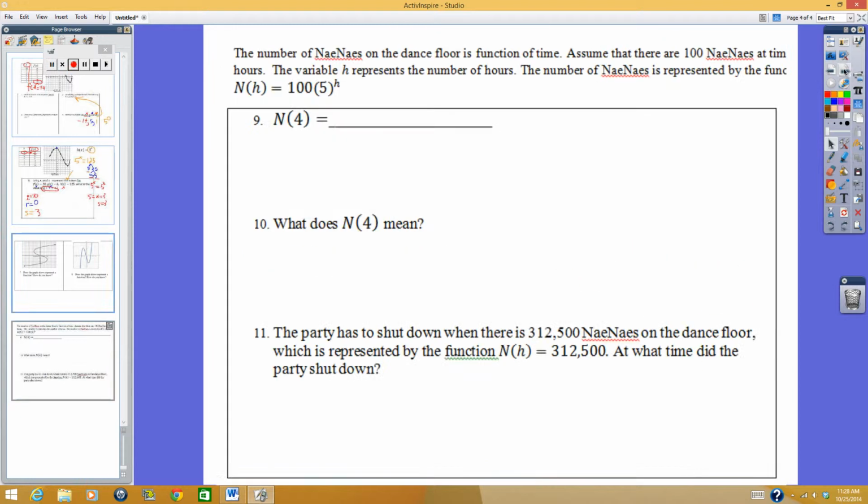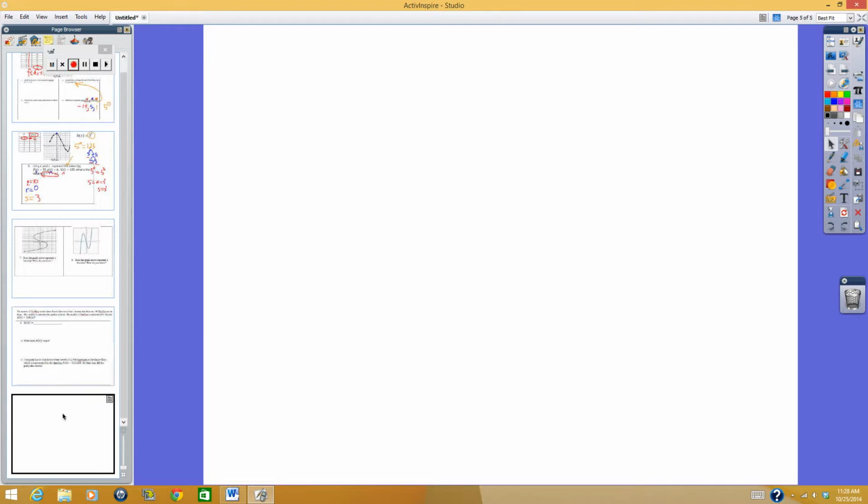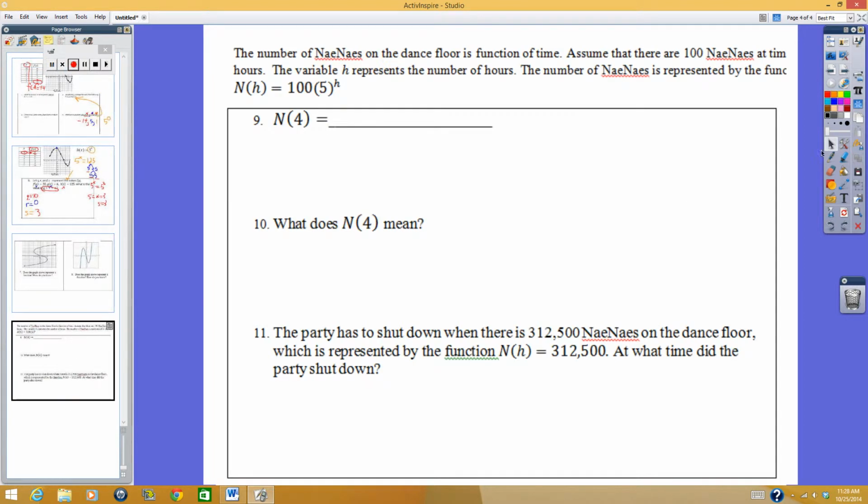And let me get to this number of nenes example. I briefly touched on this, but I didn't get to spend too much time on it because of time. Alright, so the number of nenes on the dance floor is the function of time. So this is what I was talking about before. When you read this equation, right? The number of nenes is a function of, or depends on, how many hours are passing, right?